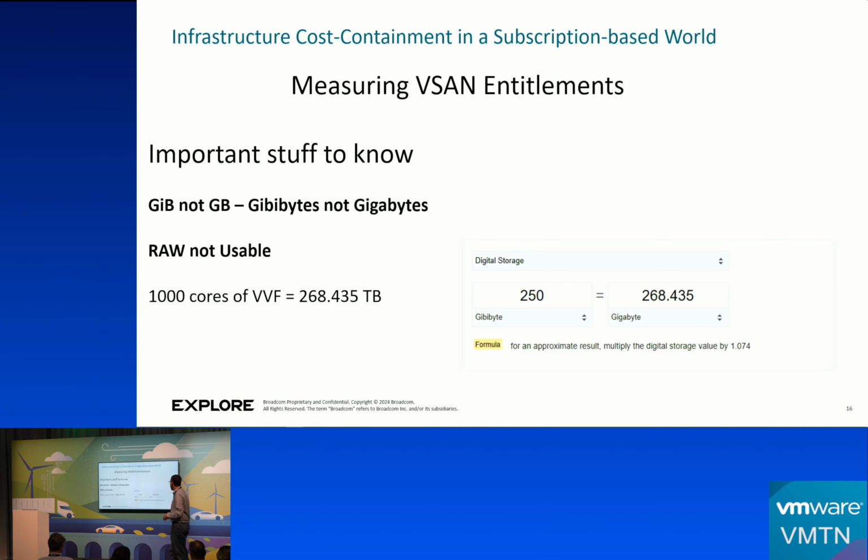Okay, so now this is the transition between what's called a gigabyte, not a gigabyte, a gibibyte. So if you have 1,000 cores of VVF, you get 268 terabytes of storage out of that. So you have to kind of do the math on your own, right? You have to figure out how many cores you have in your infrastructure, and then how much raw capacity is in your vSAN data store, and see if you have enough licensing.